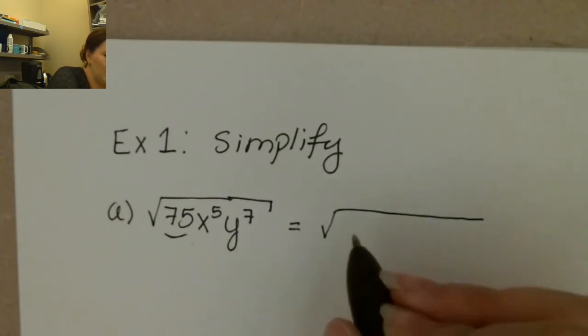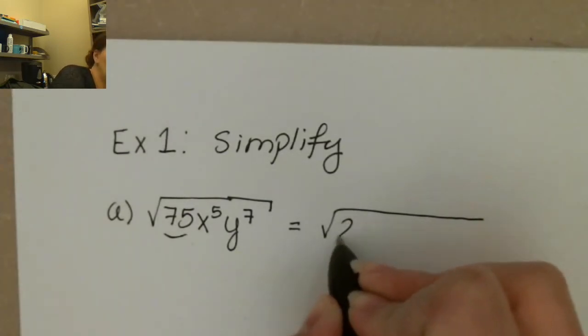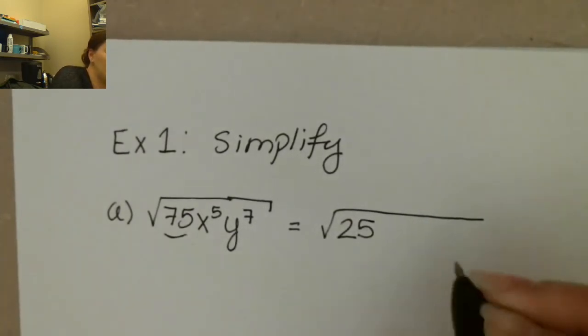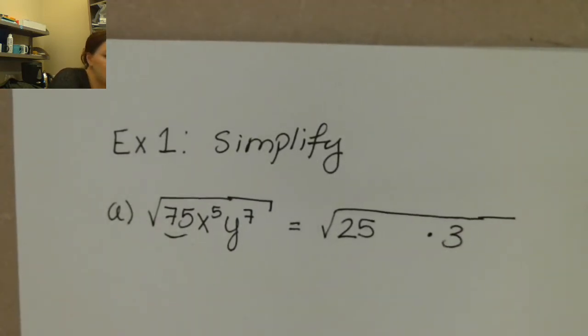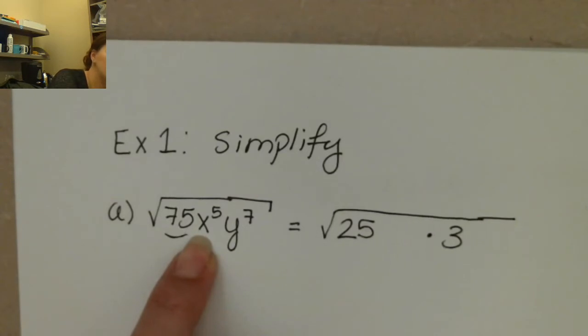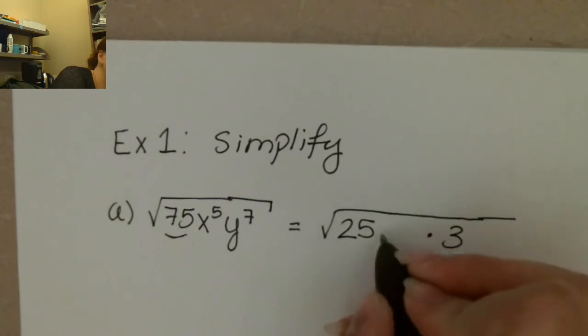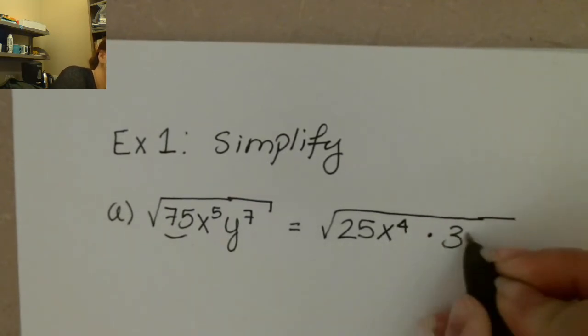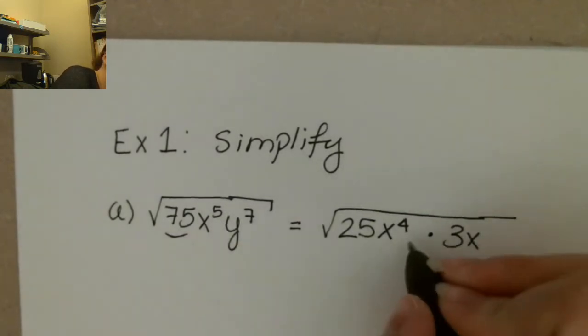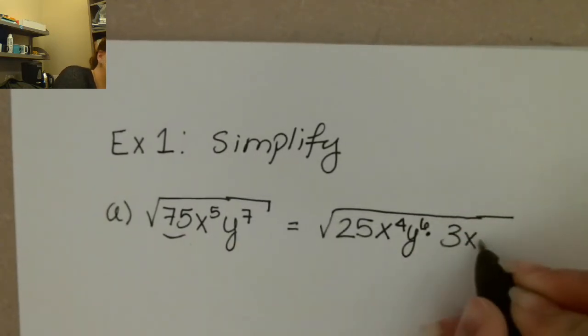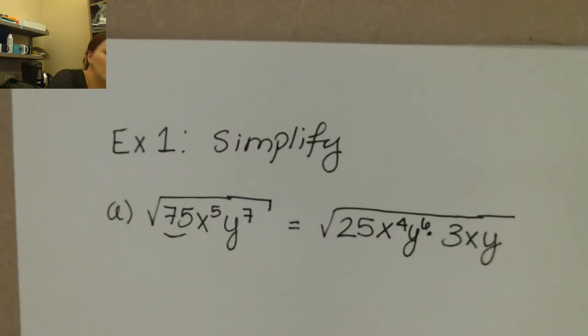So we know 75 is 25 times 3. So I'm going to put 25 as my perfect square part, and then 3 would be my leftover factor. Then I'm going to look for factors of x to the 5th that are perfect squares, and I wanted to remind you that it is even powers that are perfect squares. So we'll have x to the 4th, and there's one x left over. And then for y to the 7th, we would have y to the 6th as our perfect square, and there's one y left over.